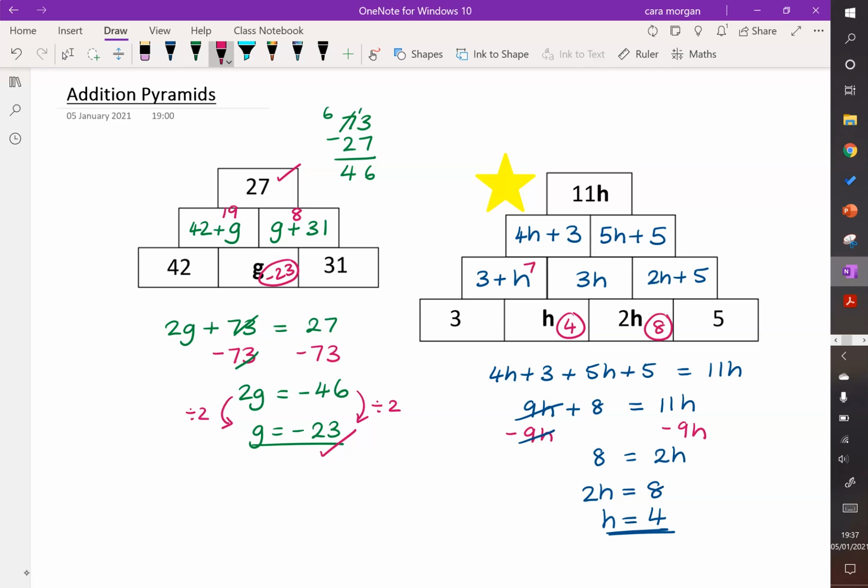So I've got 3 add 4, which is 7. I've got 4 add 8, which is 12. And I've got 8 and 5, which is 13. I've got 7 and 12, which is 19. I've got 12 and 13, which is 25. Which means that if I was working this out with numbers, 25 add 19 would be the number that goes in the top brick. So 25, 35, 45, jump back 1 is 44. Is that the same as 11H? Well, H was 4, and I know that 11 times 4 is 44. It works. Yes, I've done it correctly.